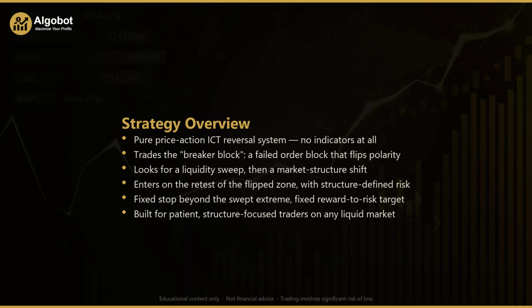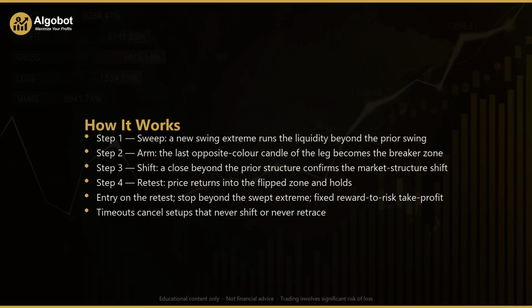Because it relies only on raw price, the strategy is symbol agnostic. You can apply it to foreign exchange pairs, indices, metals, or any liquid instrument that respects structure. It is designed for the patient, structure-minded trader rather than the scalper who wants constant action. Setups are selective. The EA holds only one position at a time per magic number, and every trade carries a clearly defined stop placed beyond the swept extreme. Remember, this is educational content meant to explain how the logic works, not a promise of any particular result. Let's walk through the exact logic, step by step.